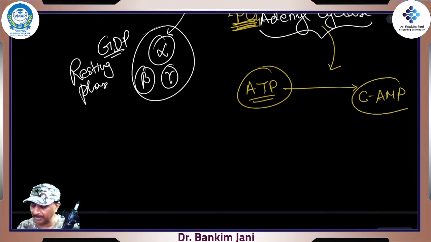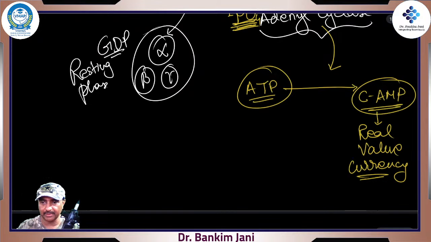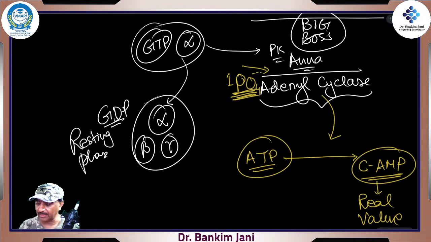Cyclic AMP, adenosine monophosphate cyclic. This is the real value currency, right? Real value currency. So ATP is fine, ATP is generated, right? But ATP is converted to cyclic AMP, and in order to convert this into cyclic AMP, you require adenyl cyclase, right? And this adenyl cyclase, as such, he is sitting silently, right? He is not working, he is not doing anything.